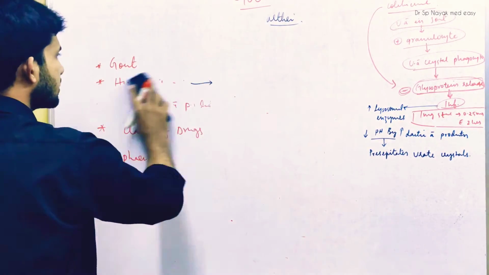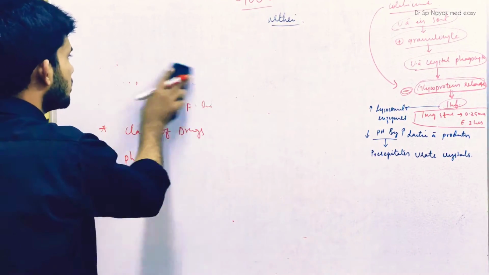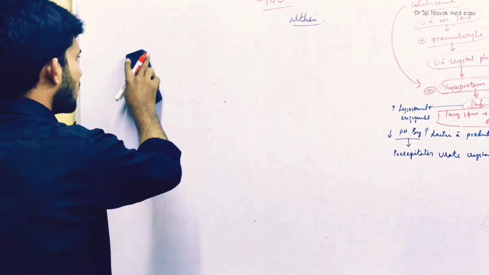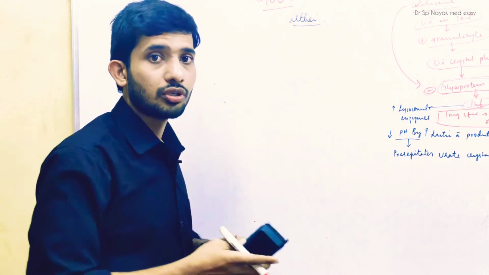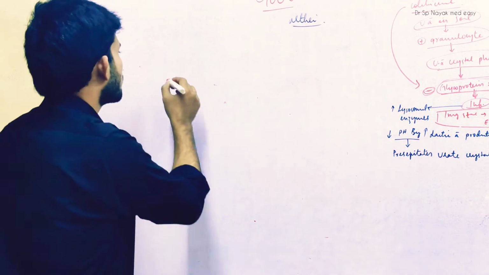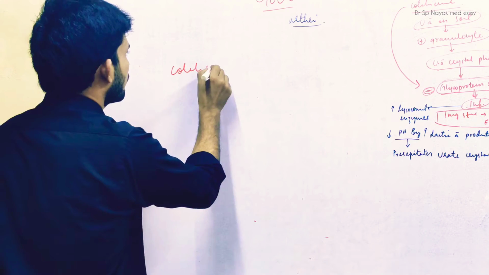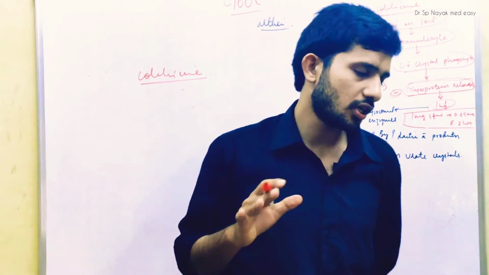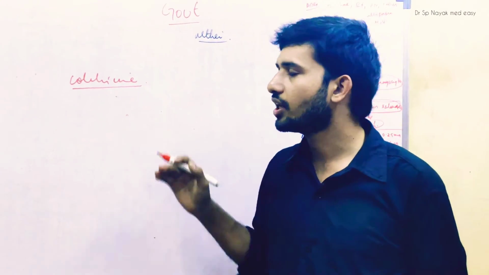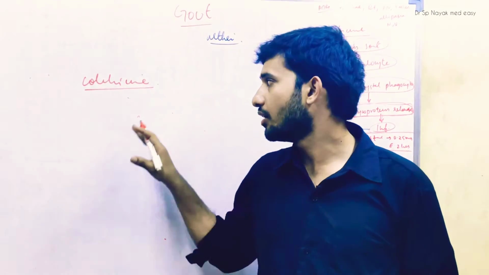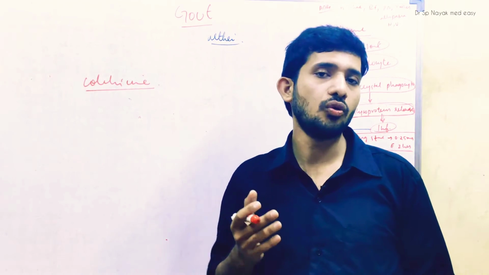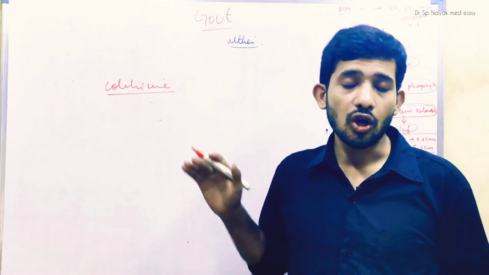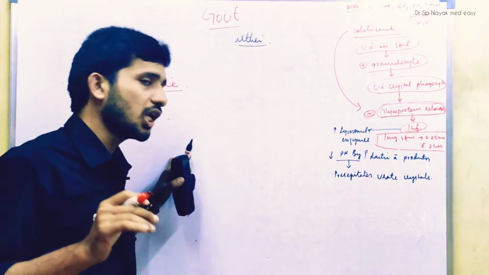Now let us discuss colchicine. Colchicine is a very important drug which is used in gouty arthritis, and it is used in acute gout symptoms. Colchicine is not an analgesic and it is not an anti-inflammatory drug. It does not have any of those properties, and even then it is used in gout related symptoms.